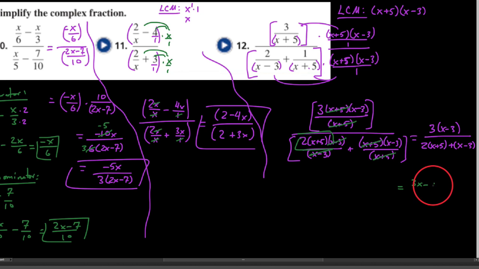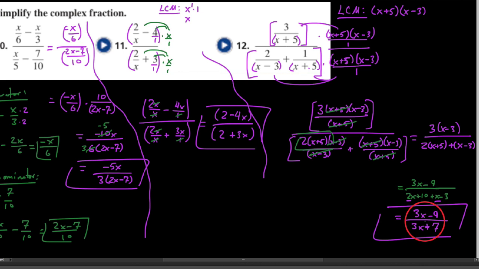So the way this works is we just go ahead and simplify the top and the bottom. On top we get 3x minus 9. And on the bottom here it looks like we get 2x plus 10, plus x minus 3. And we'll go ahead and combine our like terms here. We get 3x minus 9 on top. And with these here, we get 3x, and then 10 minus 3 is a positive 7 here. So what we end up with is 3x minus 9 over 3x plus 7. And this would be our simplified form right there.